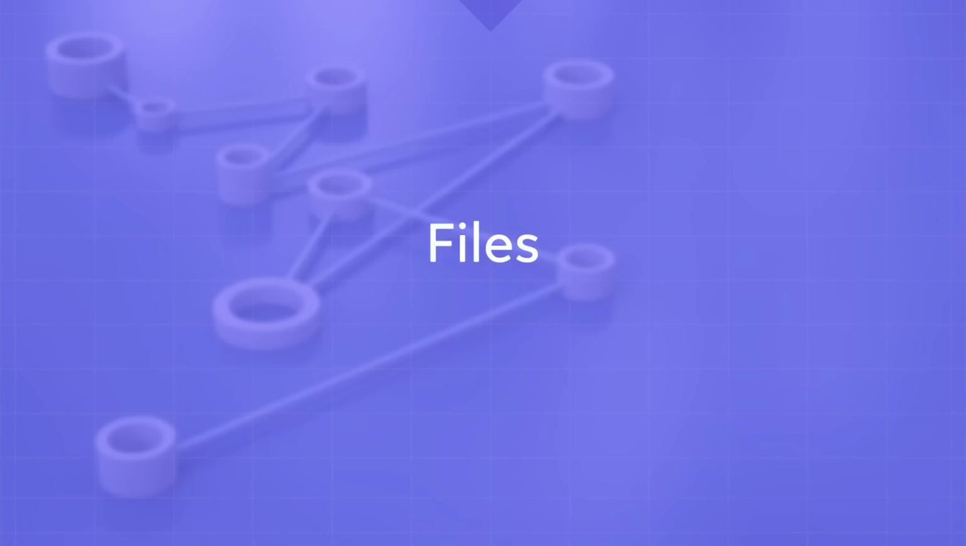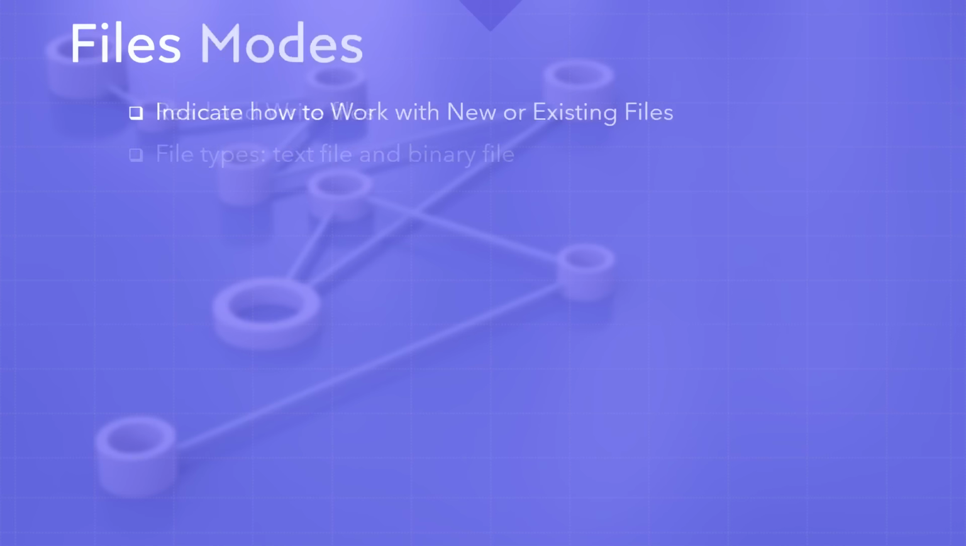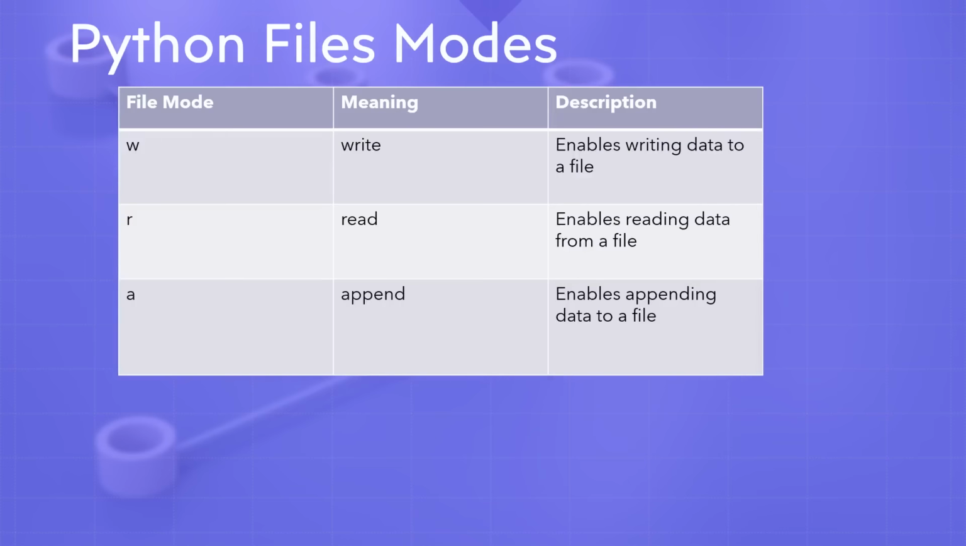Our next topic is files. Python supports reading and writing text files and binary files. File modes indicate how to work with existing files or new files. The file modes in Python are W for write, R for read, and A for append. W mode allows you to write data to a file. R mode allows you to read data from a file, and A mode allows you to append data to an existing file.